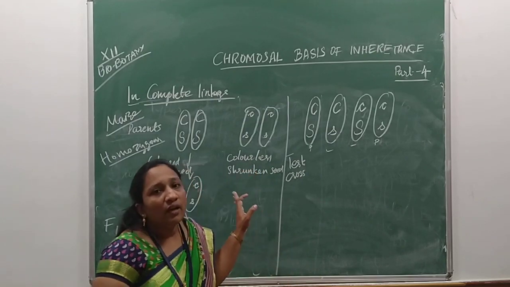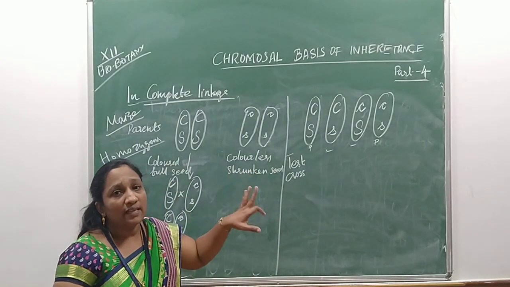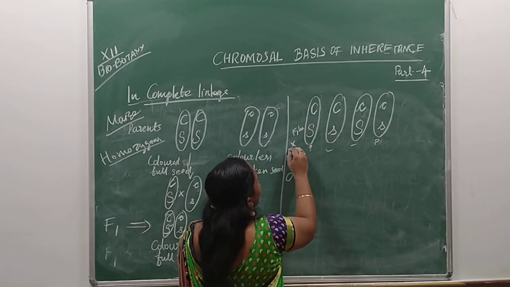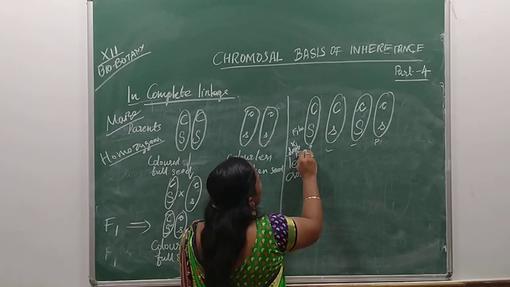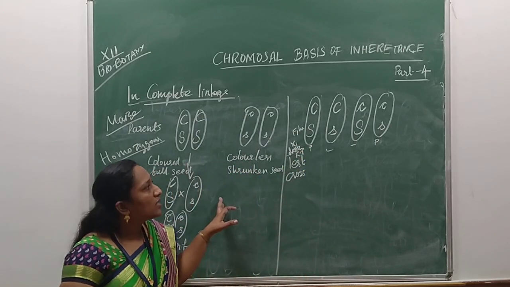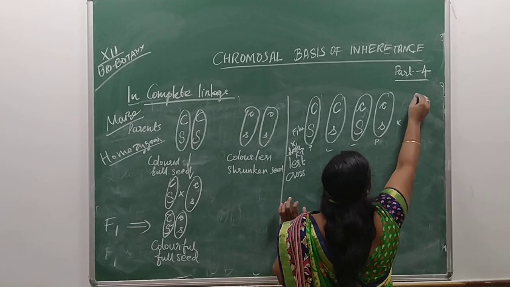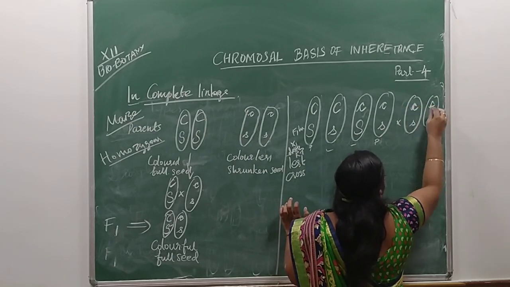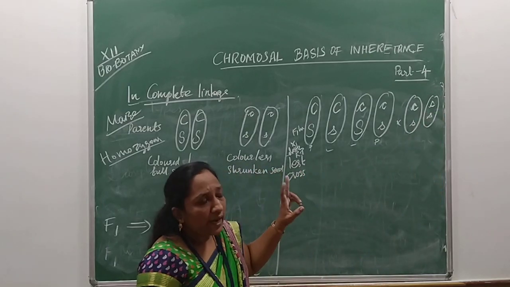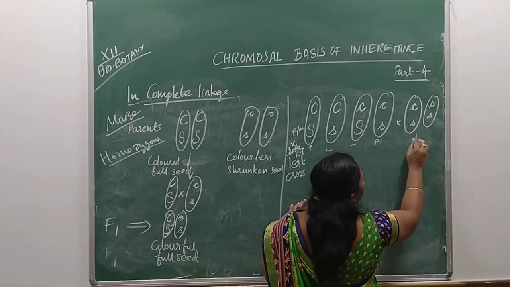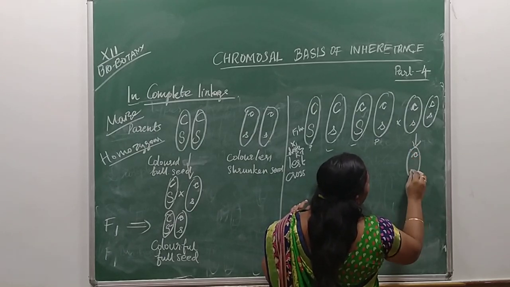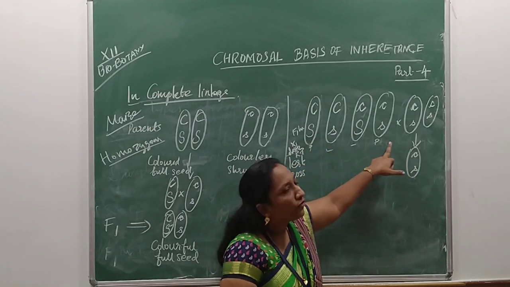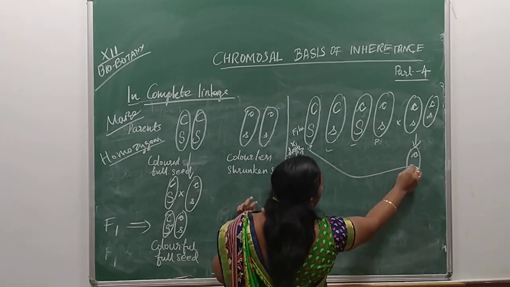What is a test cross? Crossing the F1 hybrid with the recessive parent, the double recessive parent. So F1 hybrid multiplied with the double recessive parent. What is the double recessive parent here? Small c, small s, small c, small s. So instead of 2 similar gametes, we write 1 similar gamete: small c, small s. Now cross the small c, small s with all the 4 varieties. Like that you have to cross it.